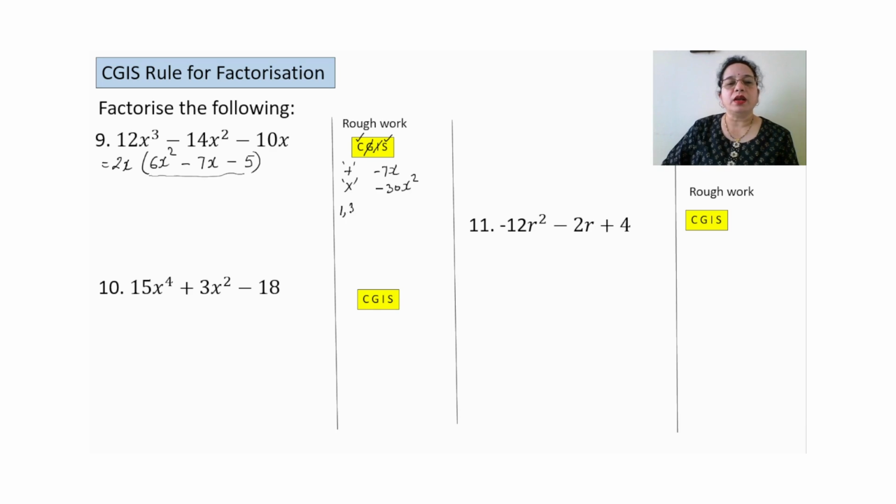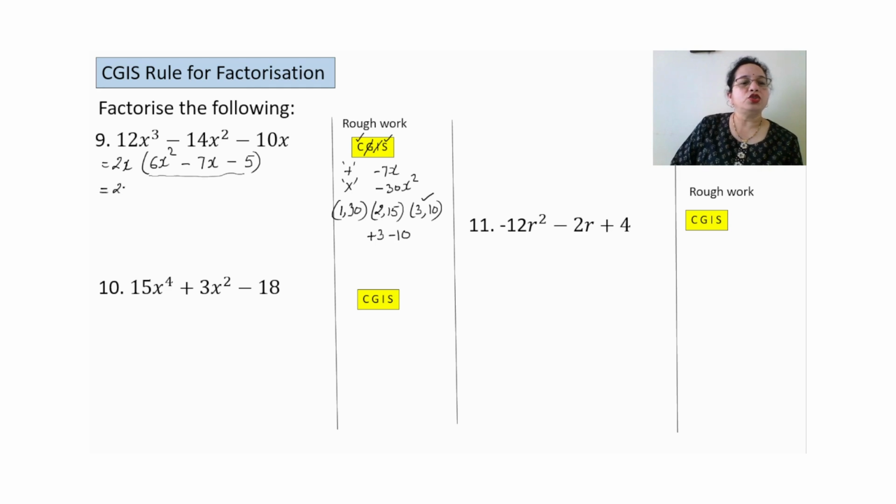So now we will find out the factors of 30. So 1 and 30. Then next one, 2 15s are 30. Then next, 3 10s are 30. So with the combination of 3 and 10, you will get 7. So this is the correct option. So now how can we write this? Since the middle term is negative, so plus 3 minus 10.